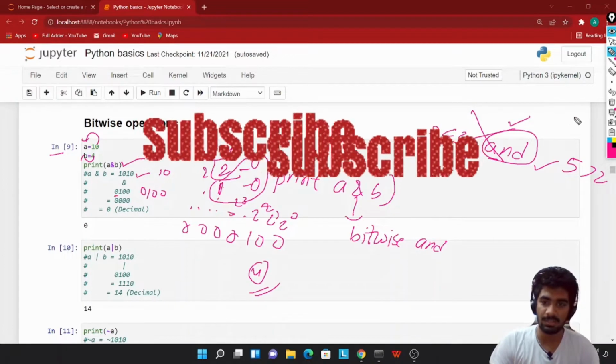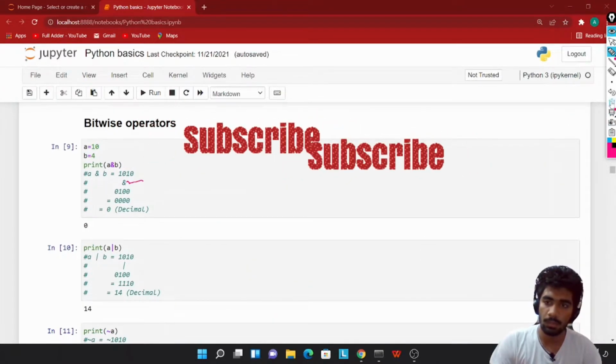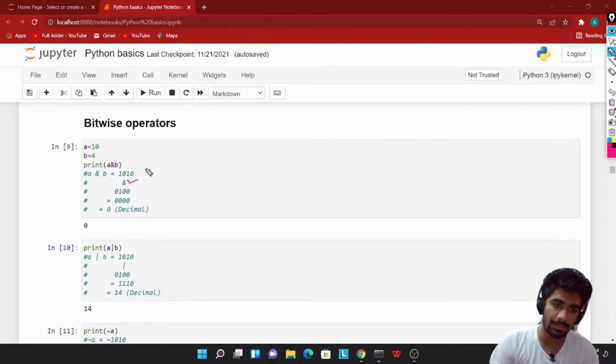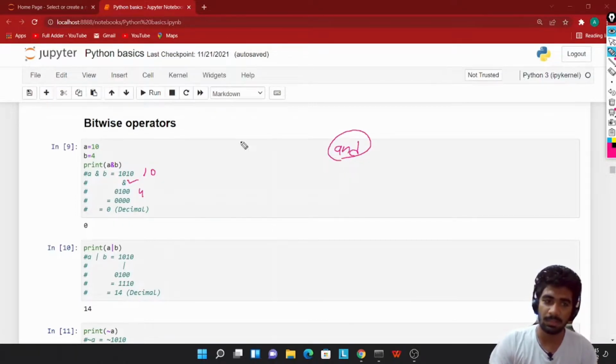So let's try to consider this. Let me clear the screen. Here we are trying to perform the bitwise AND operator. This is the binary representation of 10, and this is the binary representation of 4. What does this do? We already know the truth table for the normal AND, right? We have already seen the truth table. This AND also operates in the same way, but the main difference is that here the bit 0 is considered as false and the bit 1 is considered as true. So that is the main difference.